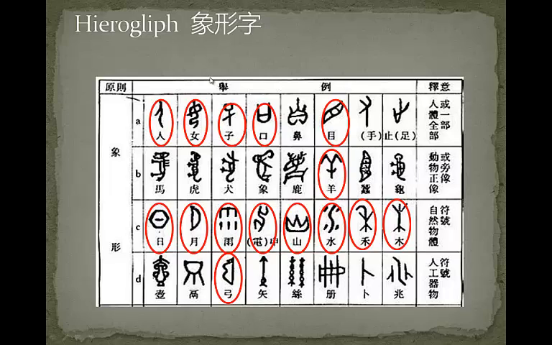Alright, and the final one is hieroglyph. Definitely these characters are derived from pictures, right? At the very beginning, Chinese people used pictures to mimic the shape of something, and then they simplified that and it became the character now. Alright, as you can tell, there are 4 lines, A, B, C, D.